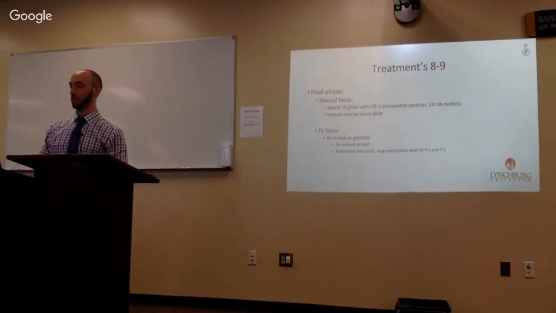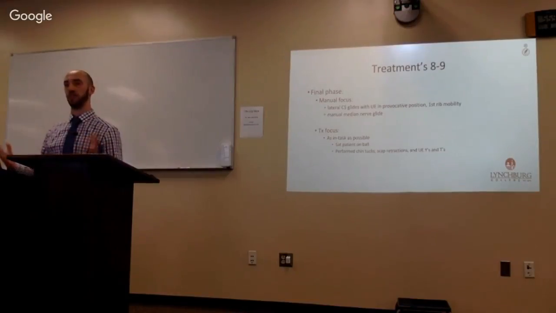So the last few treatments were 8 to 9. At this point, he was beginning to suggest self-discharge. He was feeling very little symptoms throughout his daily life. So we wanted to make sure that we could get him into the most functional context that we could before we set him out the door. So what we did was we progressed the point of provocation with our manual lateral glides. We initiated manual median nerve gliding. And with our treatments, he sits on a ball at work, we sat him on a ball in the clinic, and we progressed his usual activities.